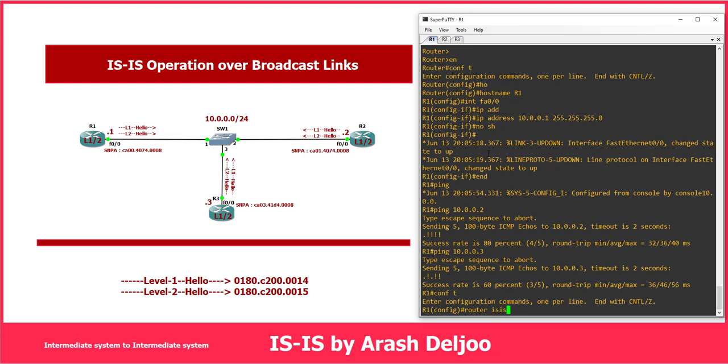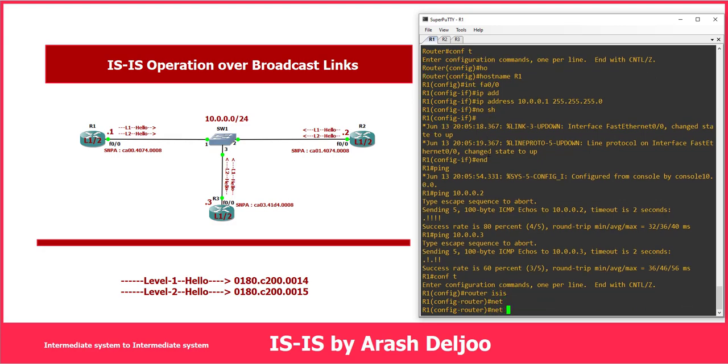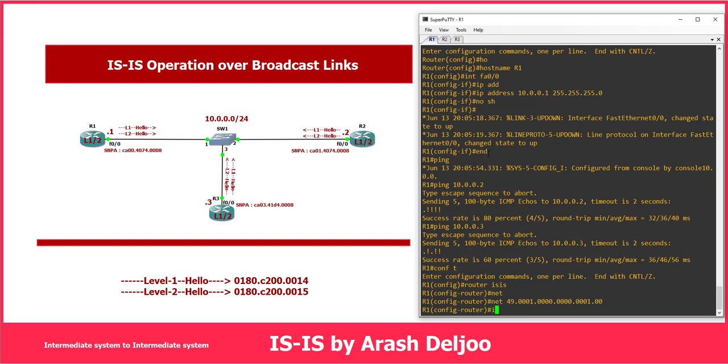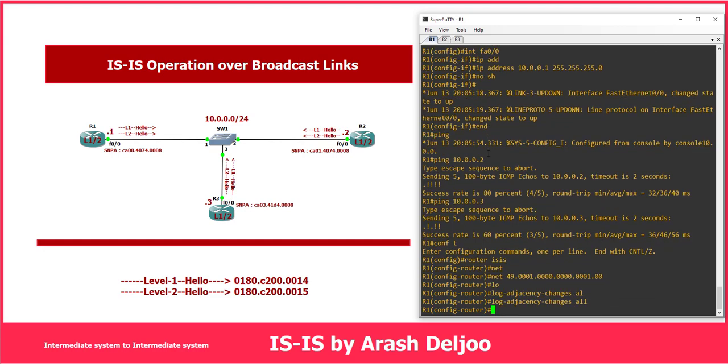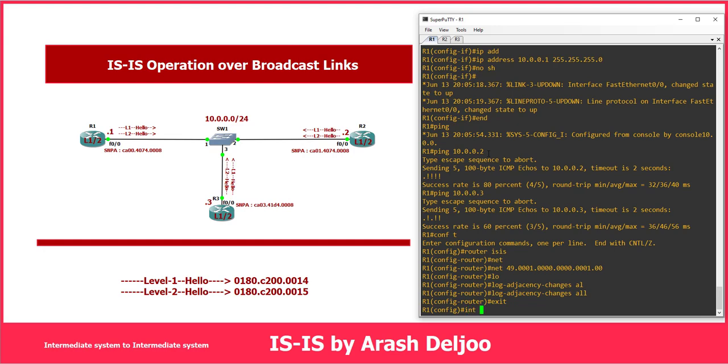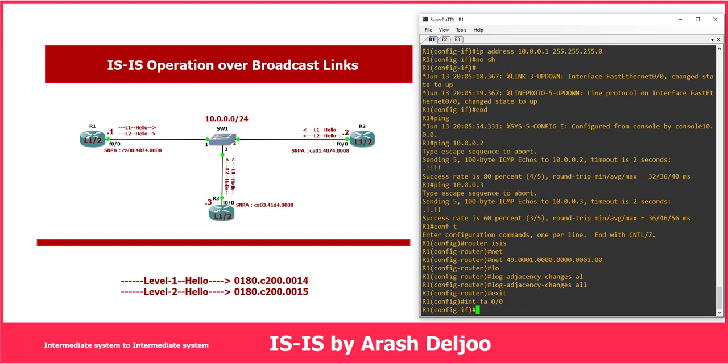Router ISIS. Then for example, net can be 49.0.0.1.0000.0000.0001.00. Then IS type, we don't need to configure IS type because this is a level 1 2 router, and we only need to configure log-adjacency-change all. And after that, we need to configure interface FastEthernet 0/0.